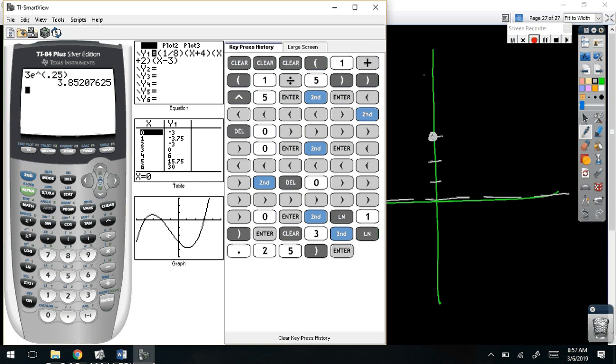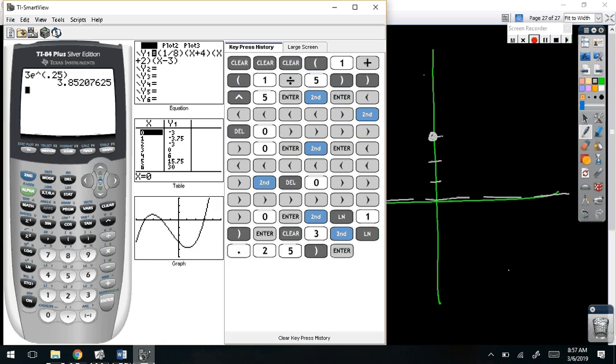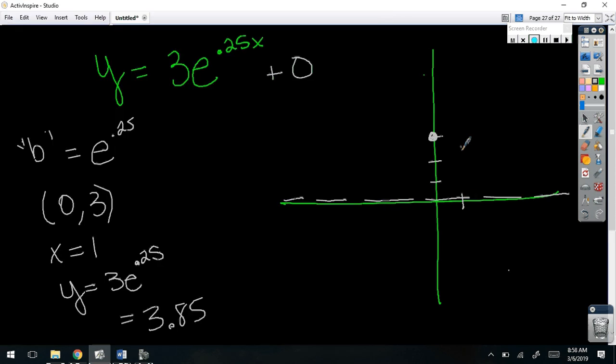3.85? Can everybody get 3.85 when you do that? Wait. Let me go back to the calculator. 3.85. Yep, 3.85. All right, so 3.85. And of course it is growth, we said. So there you go.